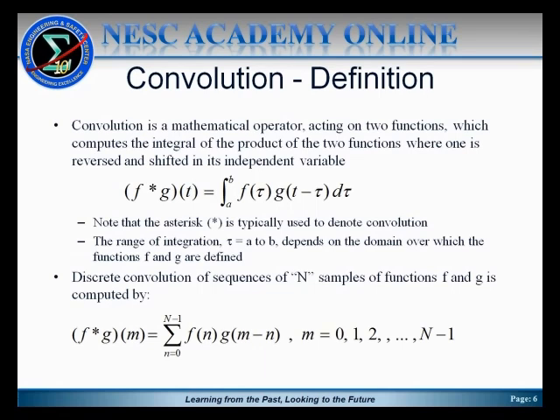You can also compute the discrete convolution of sequences of n samples of functions f and g, as shown in the equation at the bottom of this slide, which is very similar in appearance to the continuous or time domain implementation of convolution at the top. And that just says the discrete samples of the convolution of f and g, which consists of n samples, where m, the index of those n samples, goes from 0 to n minus 1.